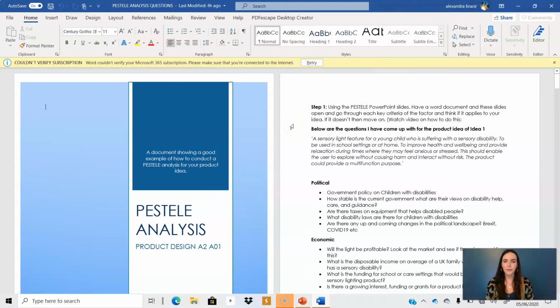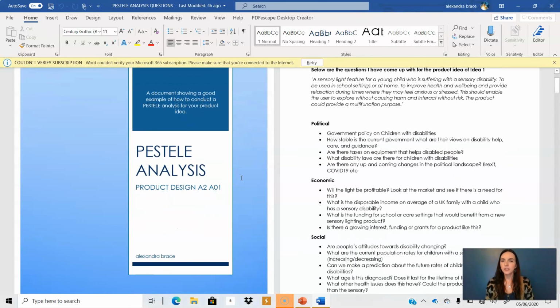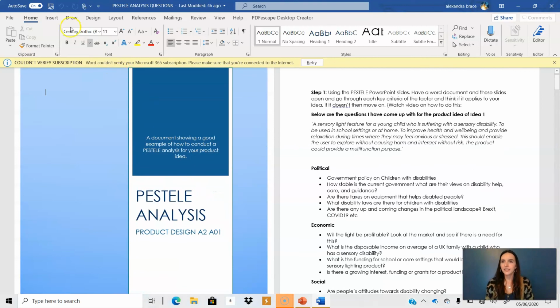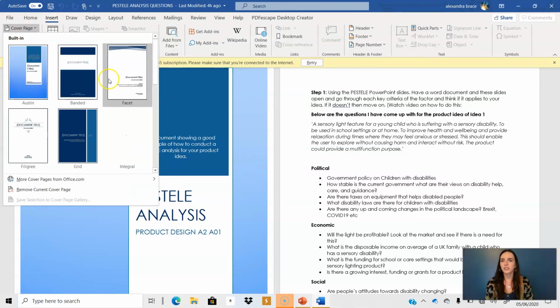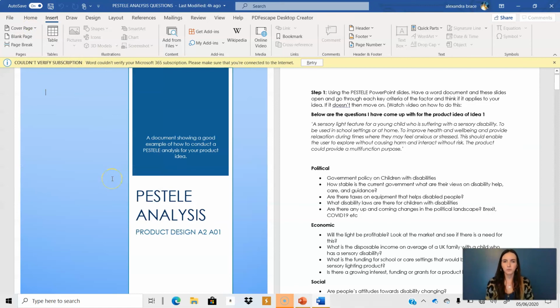Okay, so this is what I meant by tidying up your PESTELE analysis questions. Now you have this guide on Teams for you to access. So I've included a front cover. Now I did this by going to Insert and then clicking on Cover Page. You can choose many cover pages that Word has already done for you, and that will give your document more of a professional touch.